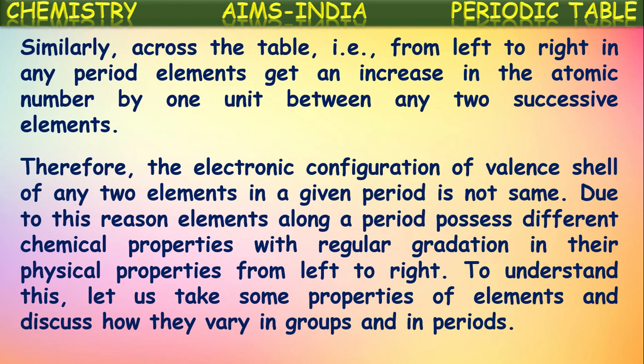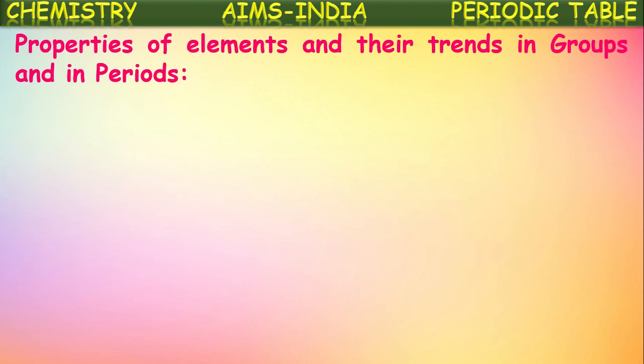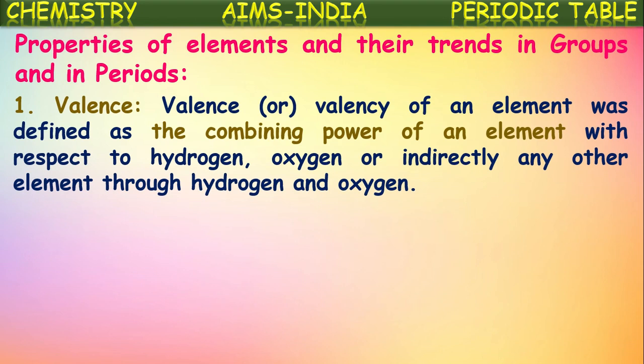To understand how these properties are related from element to element in a group or period, let us take some properties of the elements and discuss how they vary in the groups and periods. First among them, let us see valency or valence.